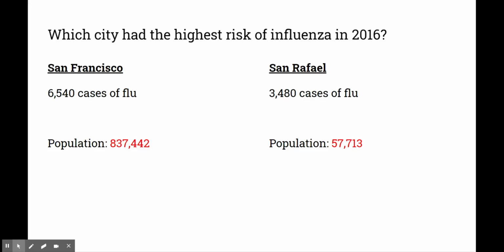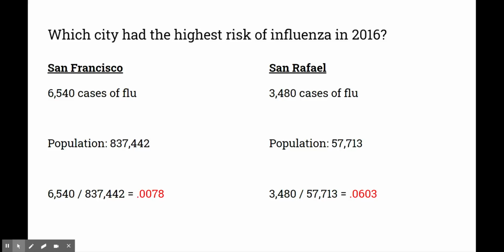So epidemiologists have a clever way of getting around this. We essentially control for the differences in population by taking the incidence rate. All you have to do is divide the number of cases by the population, and these numbers, for example, 0.0078 and 0.0603, those are both the incidence of influenza in the respective cities.